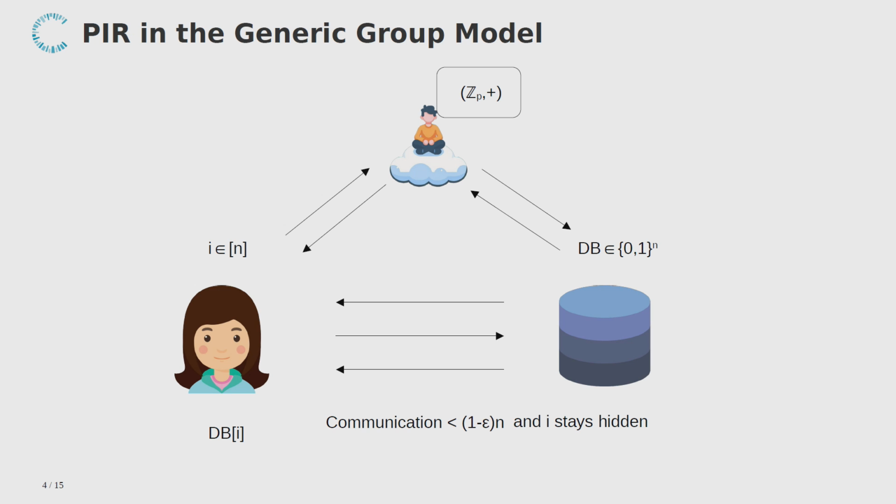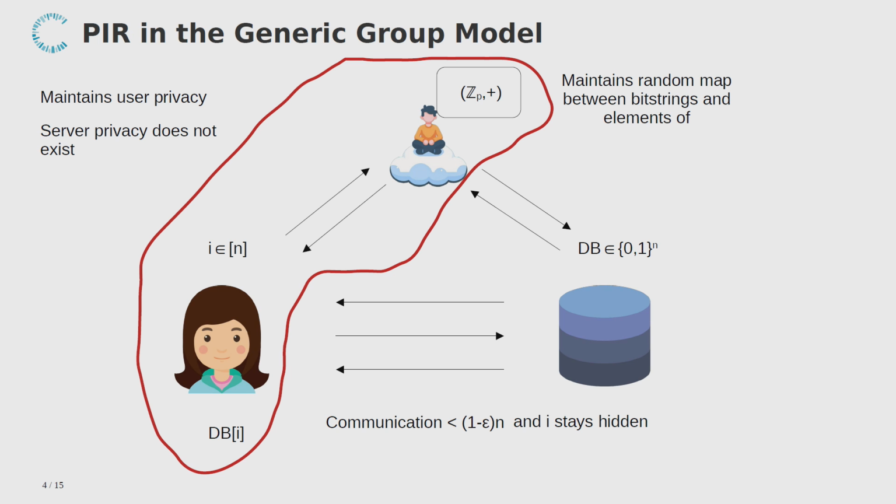And it communicates to the parties via random strings that represent the group elements of this group that they have in mind. And the parties only interact with this oracle. You can think of this oracle as an honest party that only does these group operations.